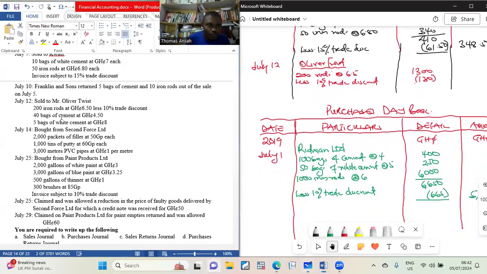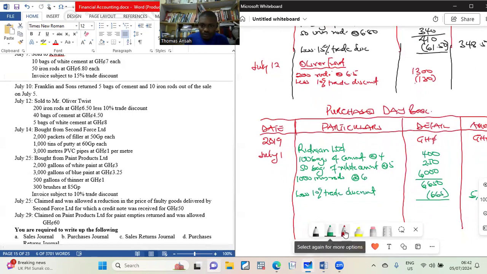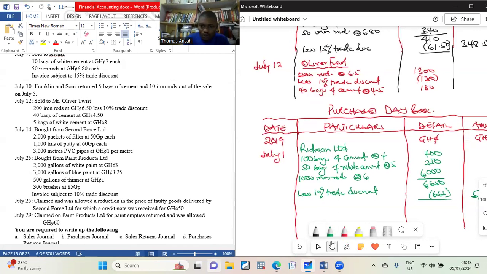Then you have 40 bags of cement. How much? At 4.5. So 40 by 4.5, that is 180. So you can actually do the subtraction for this one. So what I mean is this. Let me show you.